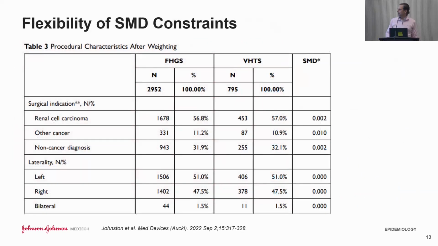I had mentioned earlier about the flexibility of applying your standardized mean difference constraints. This is from another paper that we published in which we were looking at two different devices in the context of a nephrectomy, and laterality was something that we thought was really important, so we set our threshold for standardized mean differences at 0 for laterality, and then we let the other ones go using the grid search. But it just illustrates that flexibility.